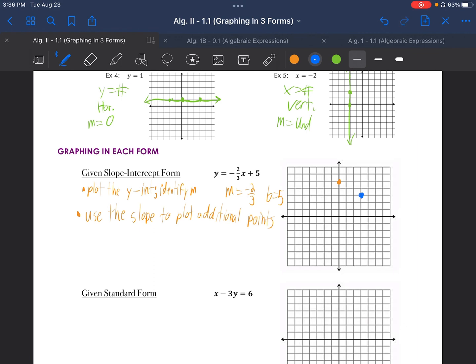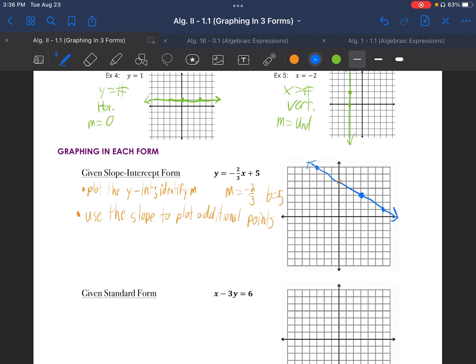And I could just keep doing that as long as I wanted, or you could even go in the other direction and go up 2 and left 3. You only really need a total of 2 points. I encourage making 3 just to make sure we're really going where we want to go. We don't make a mistake.